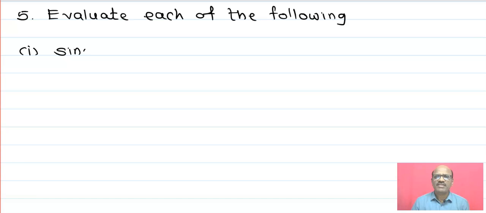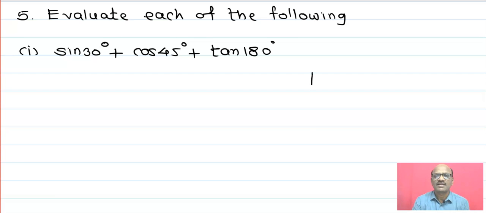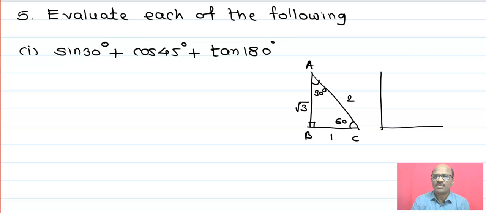Question number 5, evaluate each of the following, that is sin 30, cos of 45, tan of 180. Now see this, and find out the values. You remember these two triangles. These two triangles are very important: 30, 60, 90, and 45, 45, 90. The side opposite to angle 30 is 1, hypotenuse is 2, and the side opposite to angle 60 is root 3. Now see this, 45, 45: 1, 1, root 2.